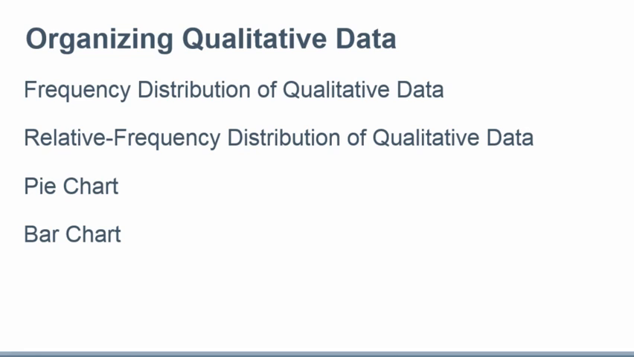Pie chart. A pie chart compares parts to a whole and is a very good representation of a frequency distribution. Bar chart. The bars represent your relative frequency or the frequency. The bars do not touch, and it's much easier to see your greatest frequency versus your lowest frequency.